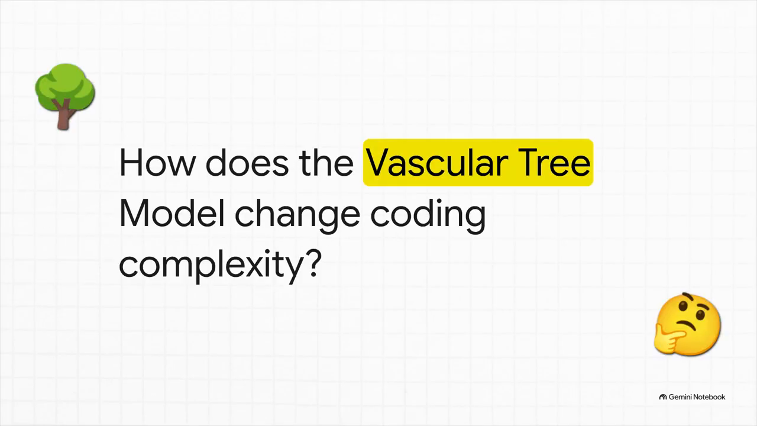Seriously, how does the vascular tree model change everything we know about coding complexity? Well, next time we're diving into first, second, and third order branches and how those specific vascular families dictate your precise codes. It is going to take the foundation we just built today to a completely different level.